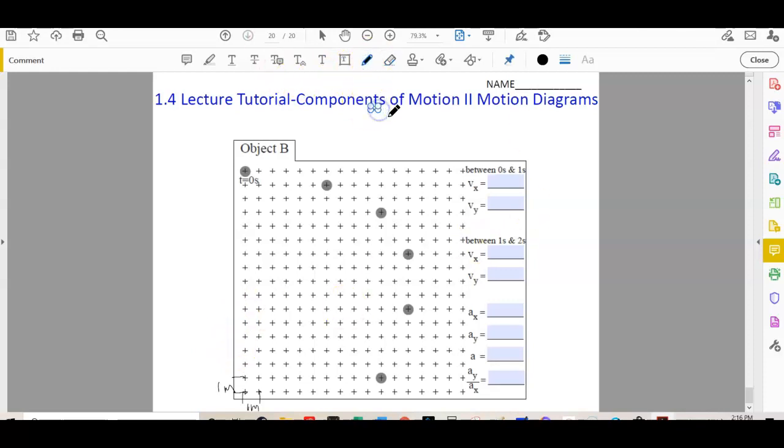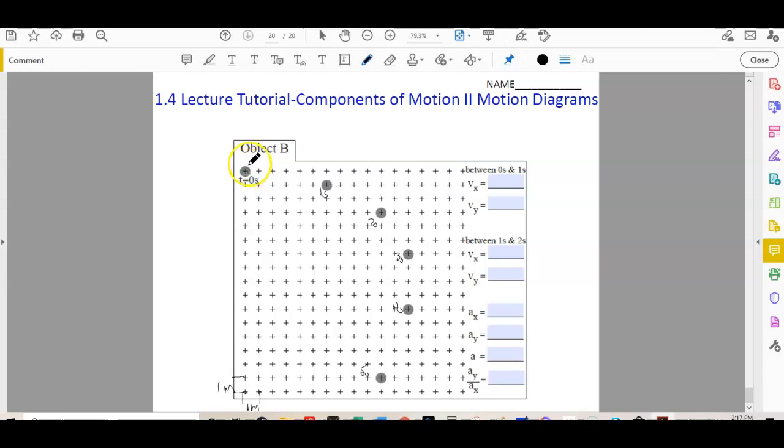Okay. So what I want you to do is you're going to have to do only from 0 seconds to 1 second. So this is the 0 second mark. This is 1 second. This is 2 seconds. This is 3 seconds. This is 4 seconds. And this is 5 seconds. So go ahead and write the overall velocity vectors for each one of these points. Okay? So try that right now.